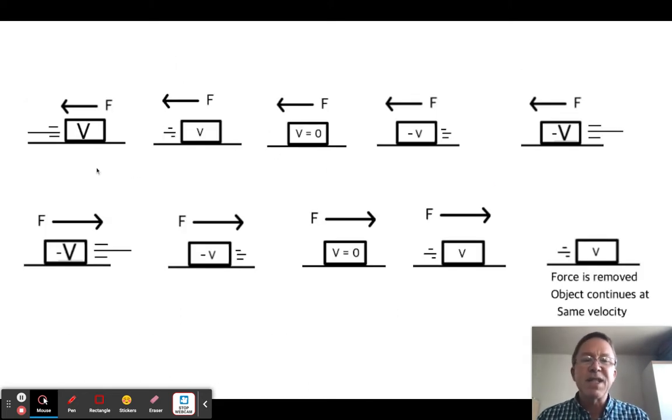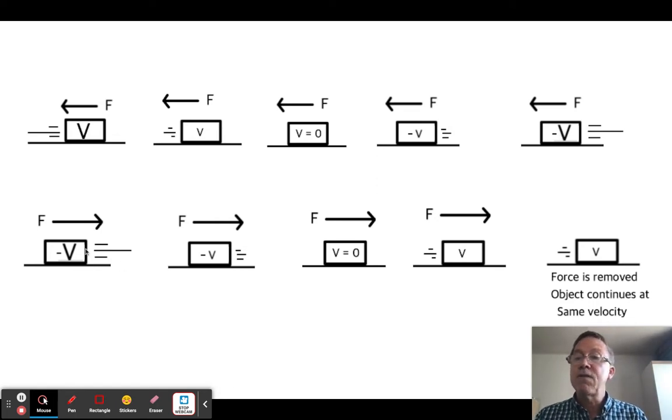So here I just have some examples of this. I don't know if you need it or not, but here you go. I have a high velocity in the positive direction, but I apply a negative force. Therefore, I'm going to have a negative acceleration. The object is going to slow down. Eventually, it will stop. And as long as that force continues to act in the negative direction, the object will then begin to pick up speed, going faster and faster in the negative direction.